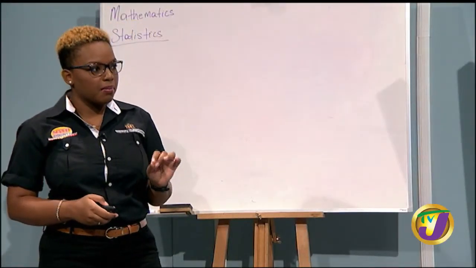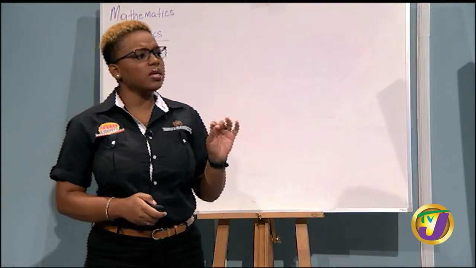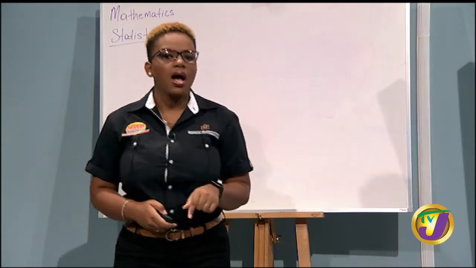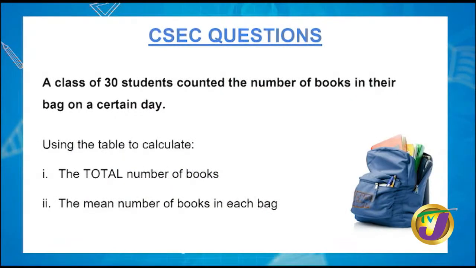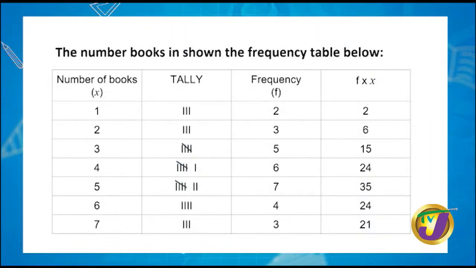All right, so using the table that I'm going to show you soon, we want to find out the total number of books, and we also want to find out the mean number of books in each bag. So we want to find the average number of books in each student's bag. If each student was supposed to have the same number of books, how many books would be in each person's bag? So here we have our frequency table showing the number of books in 30 students' bags. As we would have done before, we have to find out how many would be in each group, right?